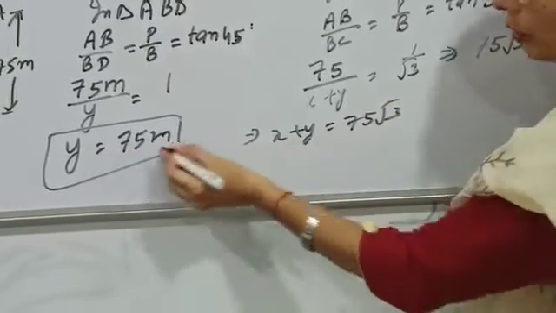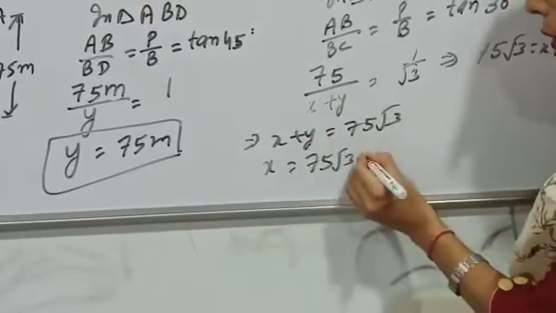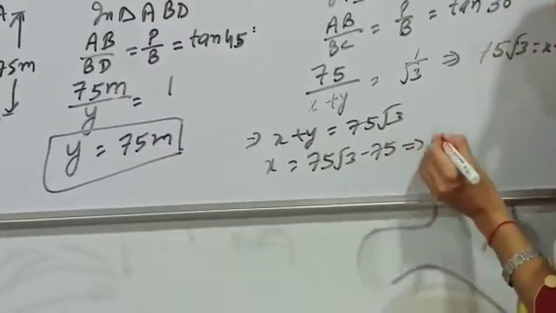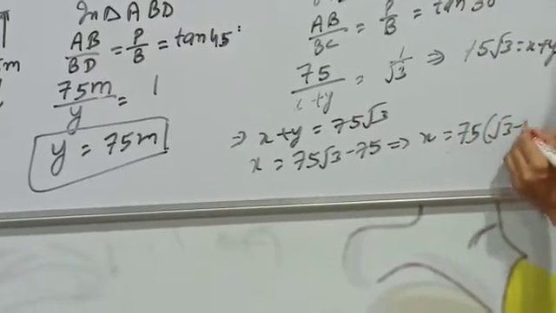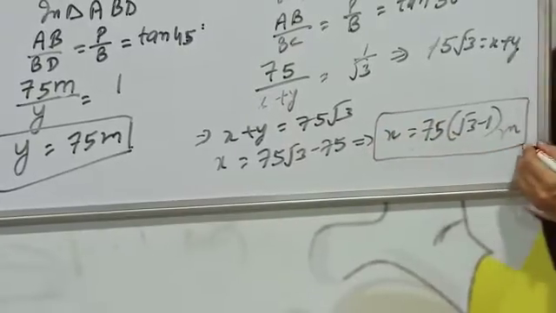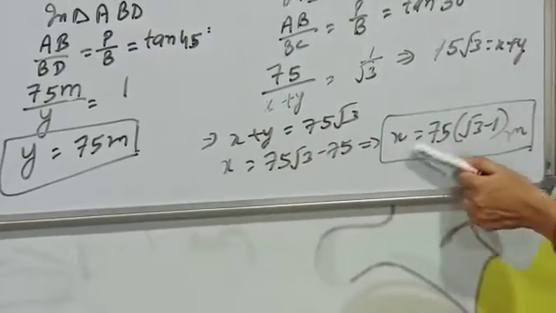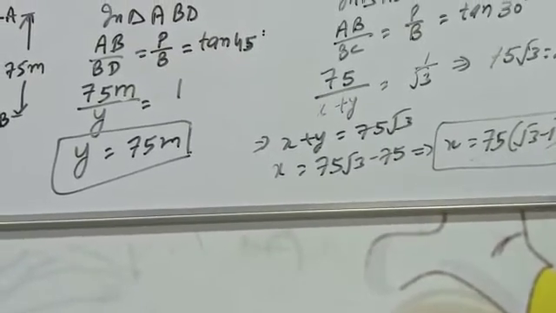Y value we already know. So X is equal to 75 root 3, and Y goes to that side with the minus. So X is equal to 75 common, root 3 minus 1, in meters. So this is the exact distance between the two ships, which is X equal to 75 into root 3 minus 1 meter.